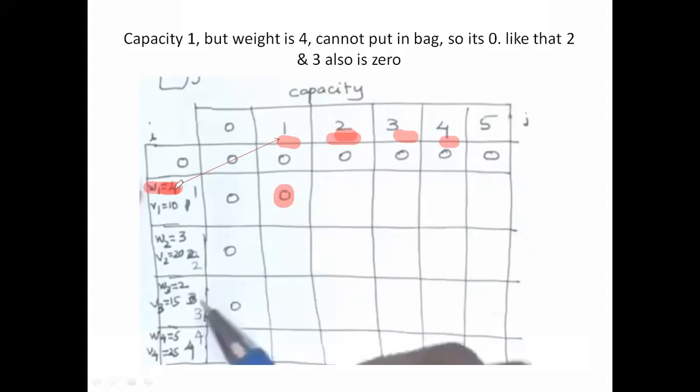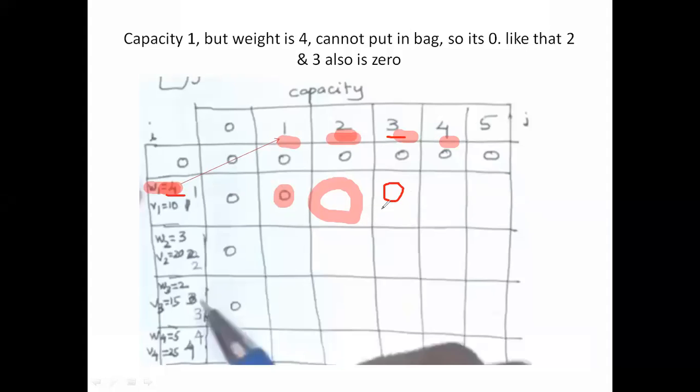We cannot hold the weight of 4, because the weight capacity of the bag is 2 kg, but the weight is 4. How is it possible to insert 4 kg in a 2 kg bag? It cannot be possible, so for that also you have to give the value 0. Next, 3. For 3 also the capacity of the bag is 3, but the weight is 4, so it is not possible to insert 4 kg weight into 3 kg. So it is also 0.